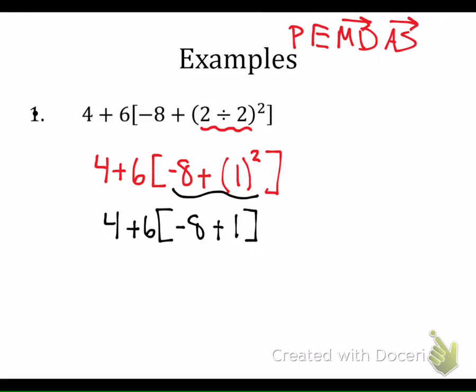All right, I still have a grouping symbol, so I'm still working inside here. So 4 plus 6 hasn't changed at all. -8 plus 1. So the signs are different. I'm going to subtract the numbers, keep the sign of the larger number, so that's going to be -7.